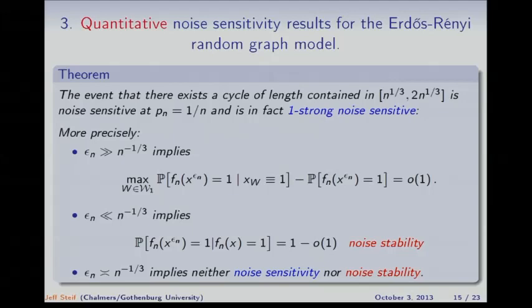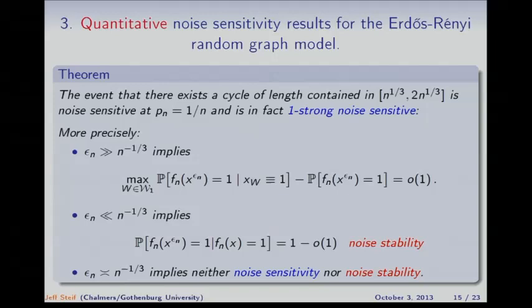So this is the quantitative version. If your epsilon n goes to 0, as long as it's much, much bigger than n to the minus 1/3 power, then if I condition on a particular one witness, in this case all the one witnesses are the same, and I look at the probability that fn of the perturbed thing is 1, and you subtract the unconditioned probability, this is o of 1. It goes to 0 in the limit, so you get asymptotic independence. In particular, that's true for fixed epsilon, so this shows this one strong noise sensitivity.